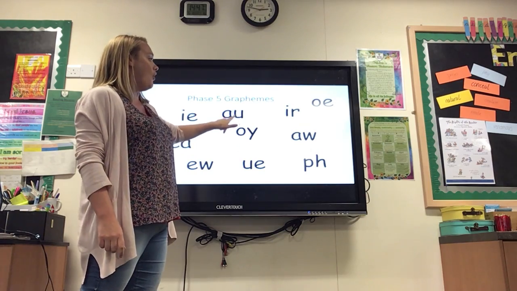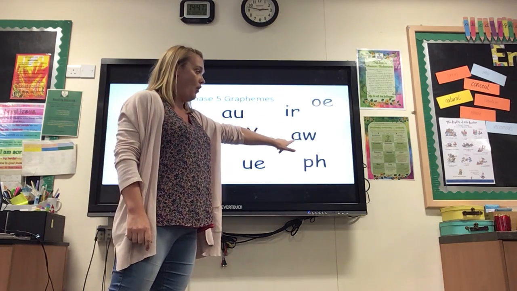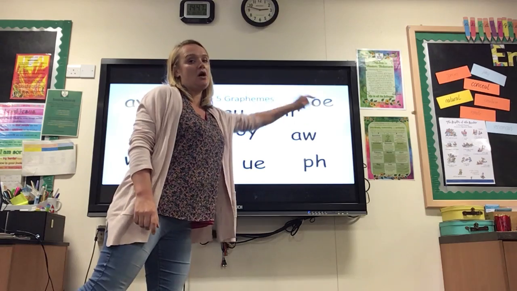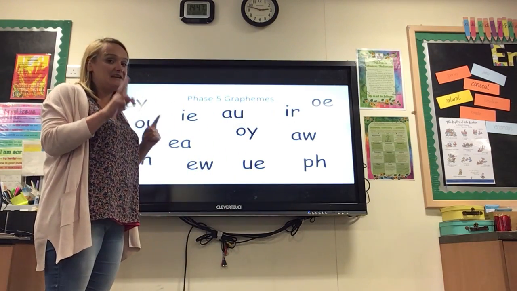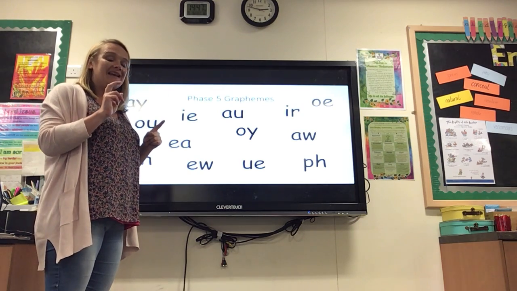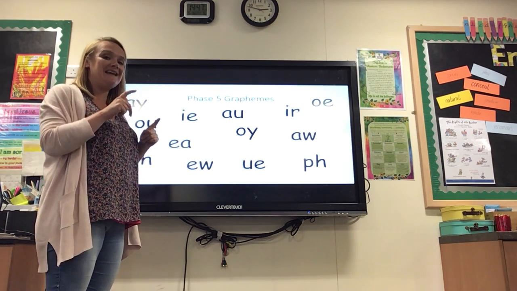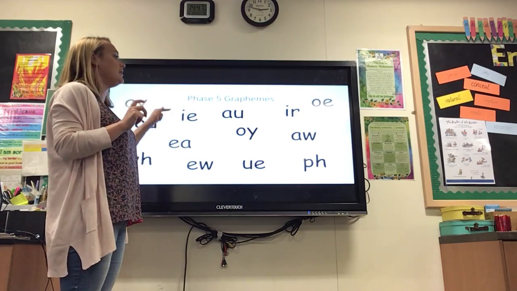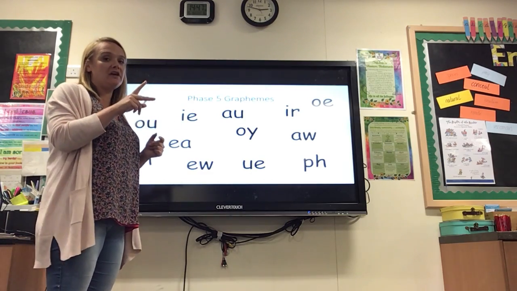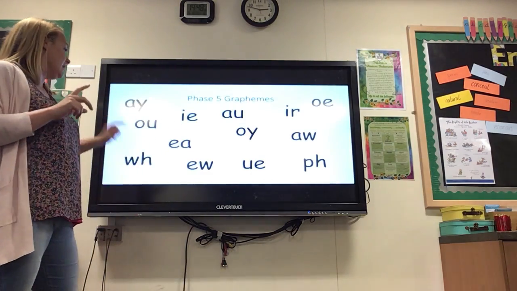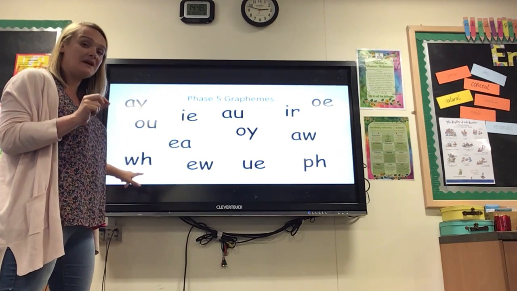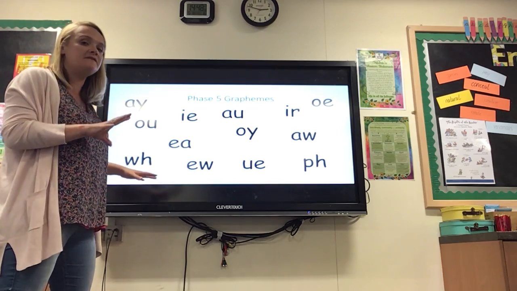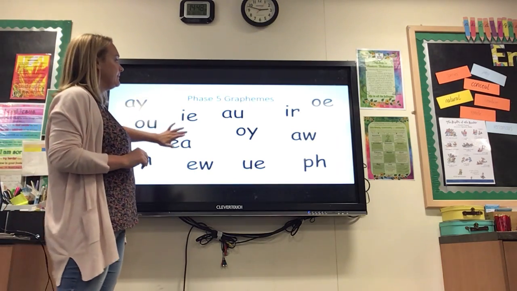Oi, or, or, and o. Do you remember this one? Yesterday's lesson, we talked about how it makes two sounds as well. An I and an E sound. So that one grapheme makes two alternative sounds. Do you remember this one? We did this a couple of weeks ago. It can sometimes make a H sound. Not often, but it can sometimes.